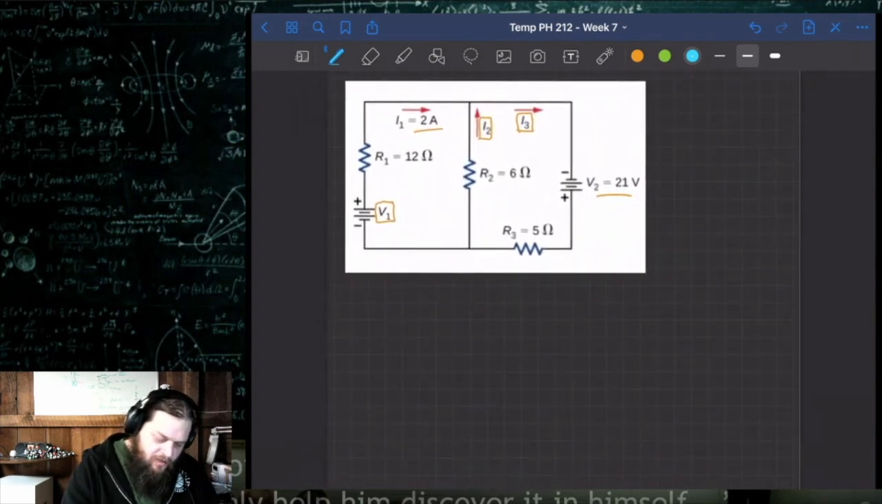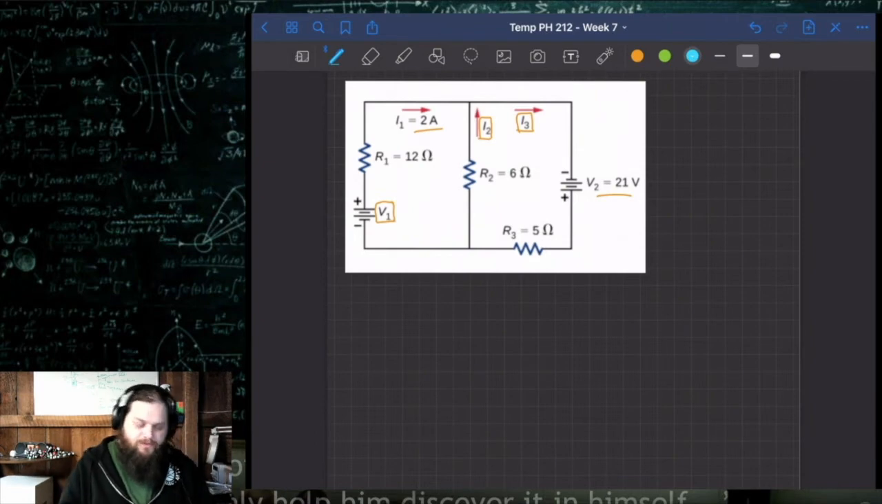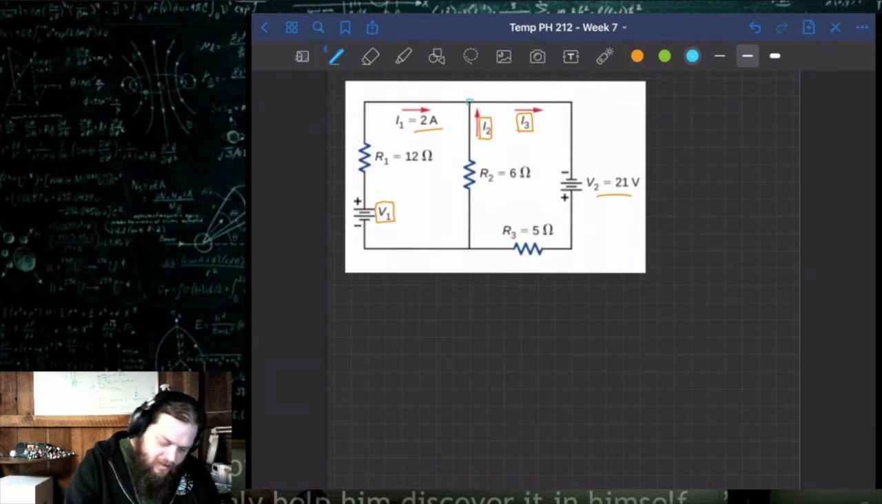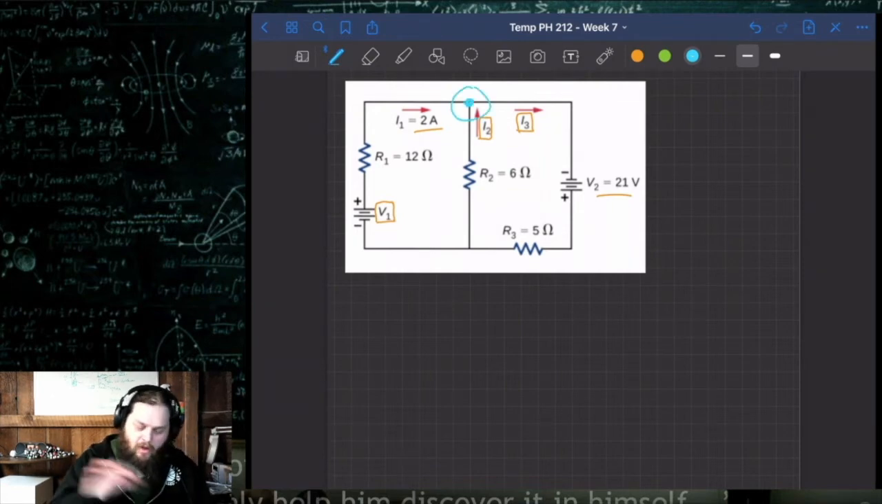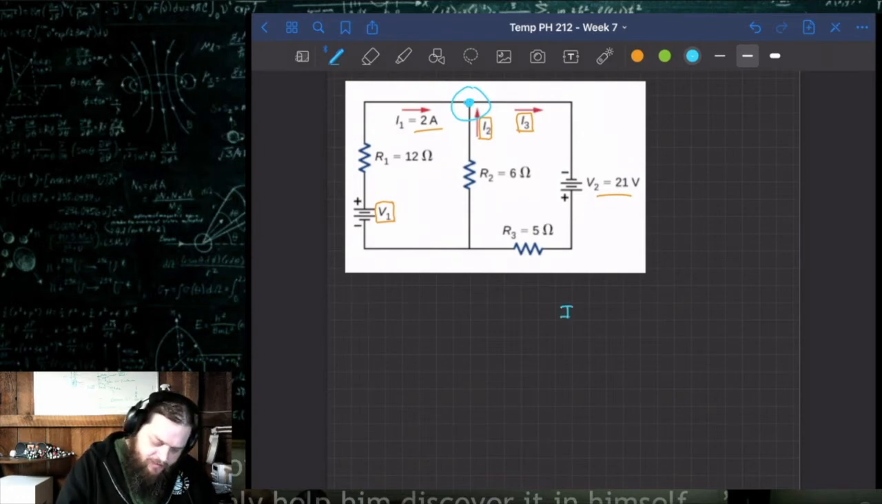So I am going to write first with the junction rule. The junction rule would tell me that the current going into this junction here, that's the junction I want to look at, because I know the current's going into that junction. I know I1 needs to equal, I guess, the current going in. So I1 plus I2 is going to equal I3.